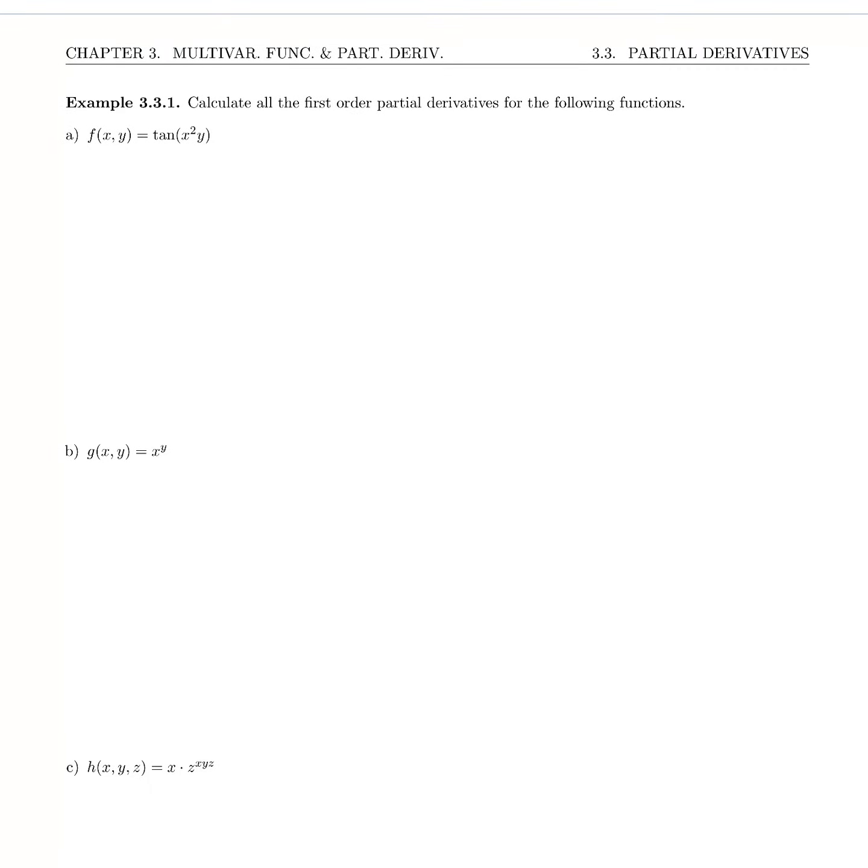This example is asking us to calculate all the first order partial derivatives for the following function. So part A, f(x, y) is the tan of x squared y. If we want to calculate ∂f/∂x, then we are going to pretend that y is a constant. For example, y could be 2, y could be 7. You can imagine that y is just some constant value.